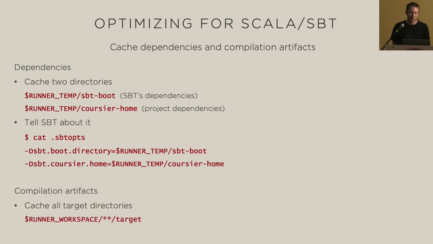And then for compilation, we essentially just need to cache all of these target directories, which is where SBT puts the compiled artifacts. And when we do this, the next time we run a job that's been able to pull down the cache, it only needs to recompile the files that changed since the last time we pushed up the cache, which can also obviously save a ton of time. Typically, pull requests are small changes, changing very small increments of the overall project.